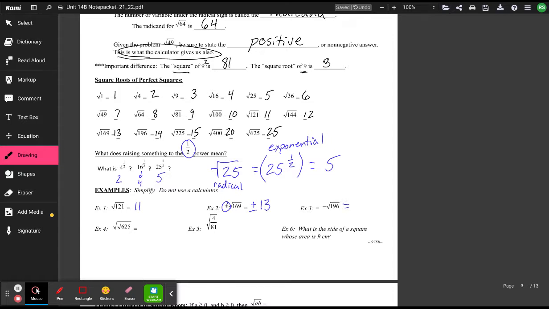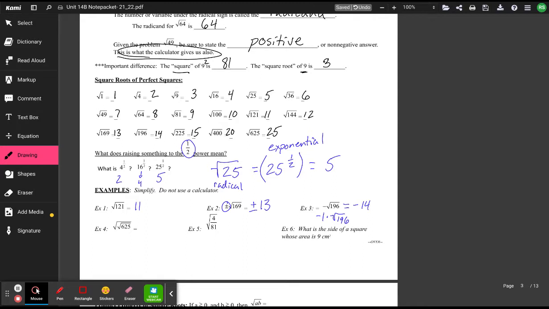Here we have negative root 196. This is really like a negative 1 times the square root of 196. So basically, you'll take that square root of 196, that's 14. That answer stays negative, so the negative stays out in front.